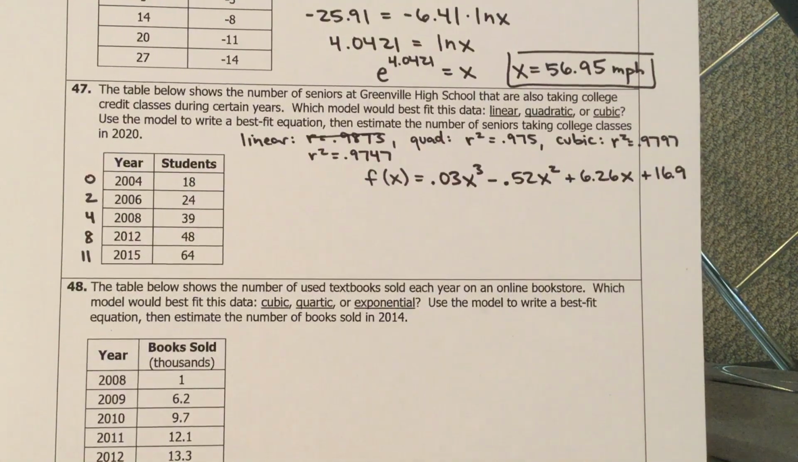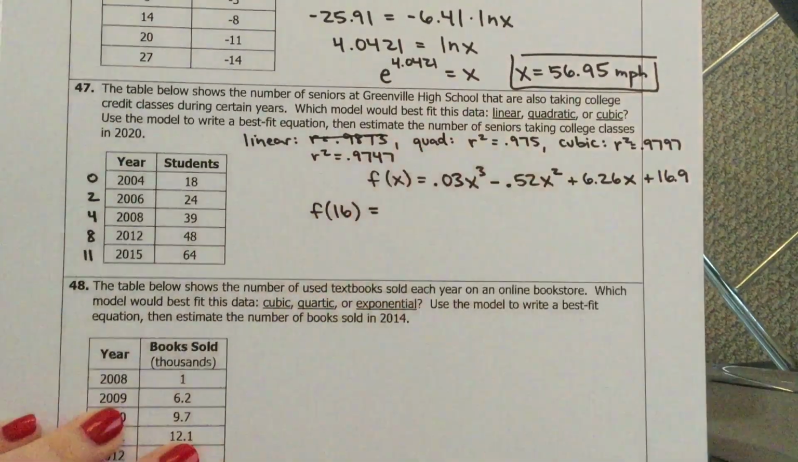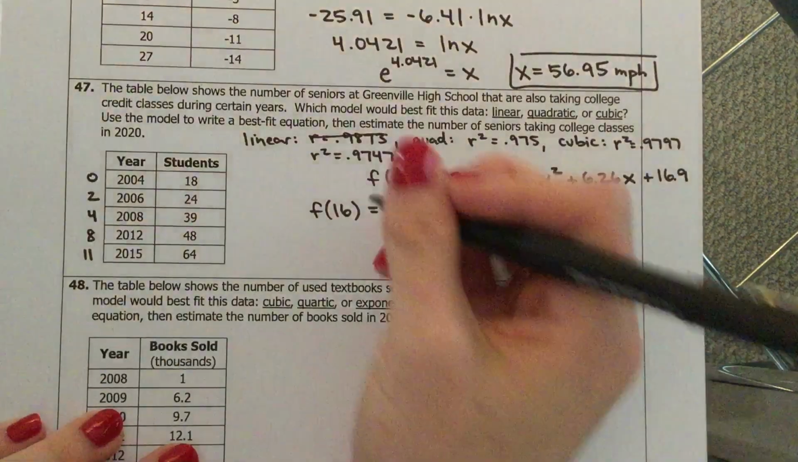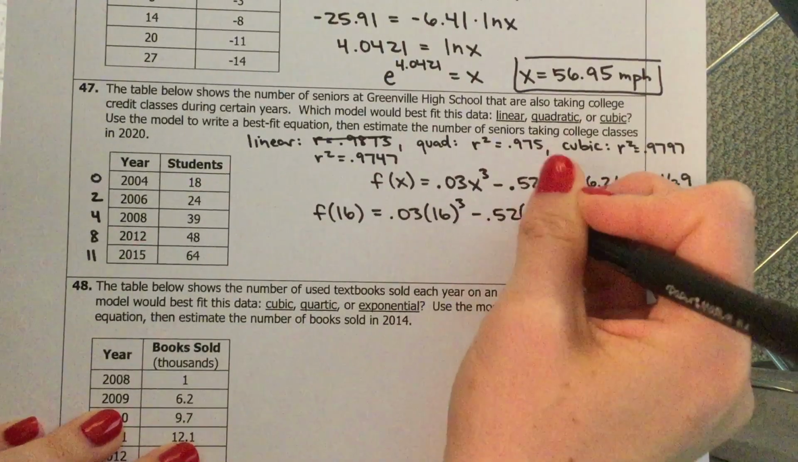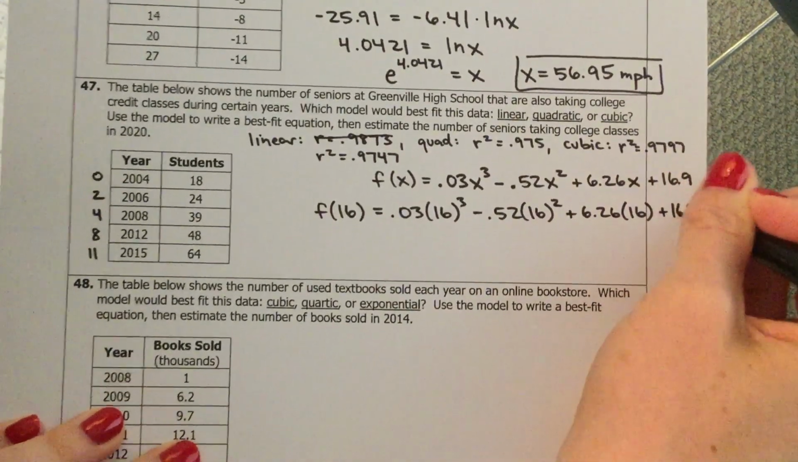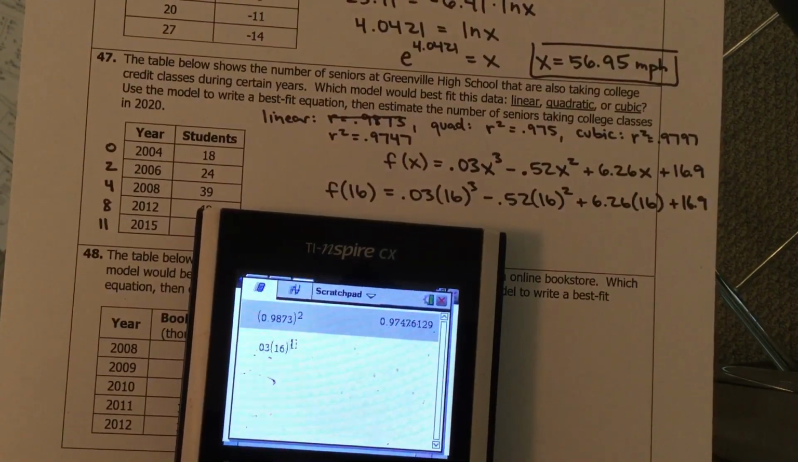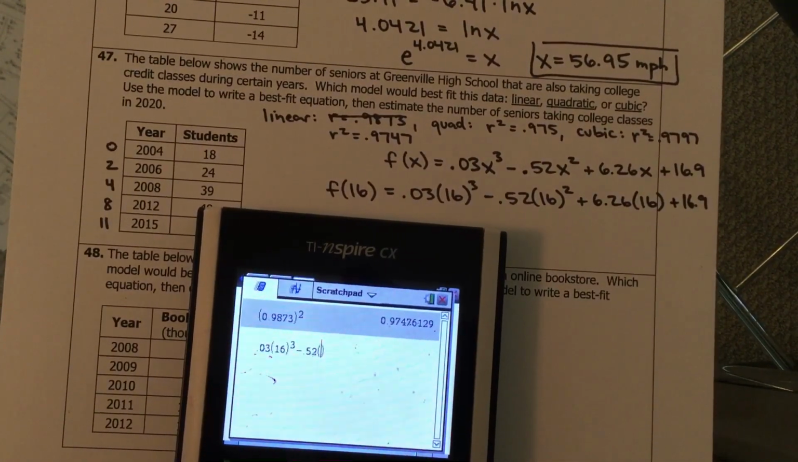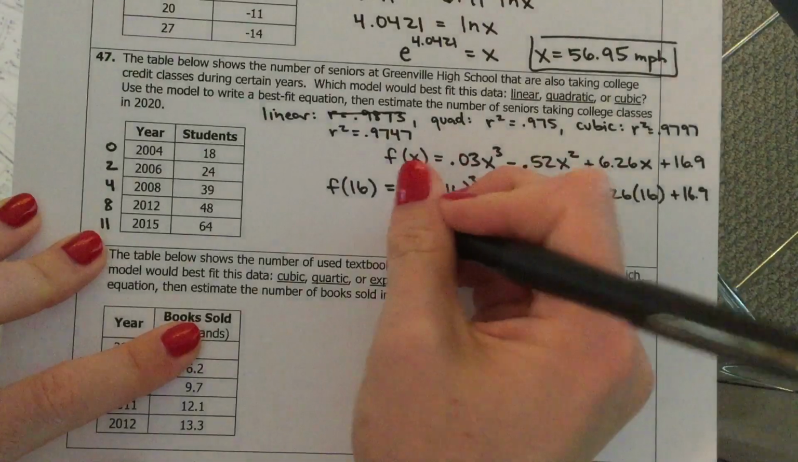It says estimate the number of seniors in 2020, so that would be years since 2004. So that'd be 16 years since 2004. All right, so we'd have a 16 to plug into all of these values. Okay, so we could just use a little scratch pad there. So we're going to plug the 16 into this whole function. Okay, so we get approximately 106.82, so let's round that up to 107.